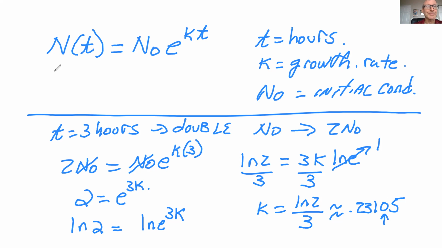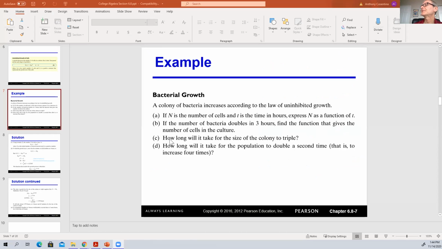So now what is our equation? Well, now we know our equation because we know k, right? So again, it's N0 e to, and you see it's positive, 0.23105 t. So if you looked at the list of those 4 problems, that was problem B. So let's take a look at what problem C states. So then it says, how long will it take for the size of the colony to triple?